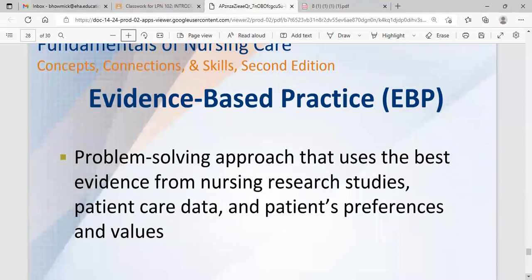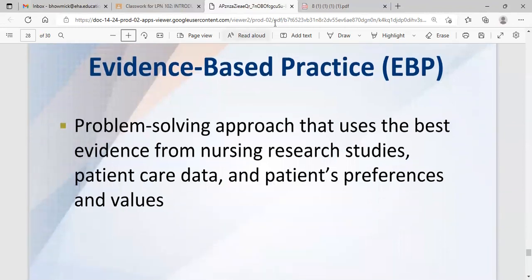What else? Evidence-based practice, another keyword in our nursing science or medicine science. So, what is evidence-based practice? It is a problem-solving approach that uses the best evidence from nursing research studies, patients' care data, and patients' preferences and values. The real definition: evidence-based nursing practice is the practice of nursing in which the nurse makes clinical decisions on the basis of the best available current research evidence, their own clinical expertise, and the needs and preferences of the patient, right?